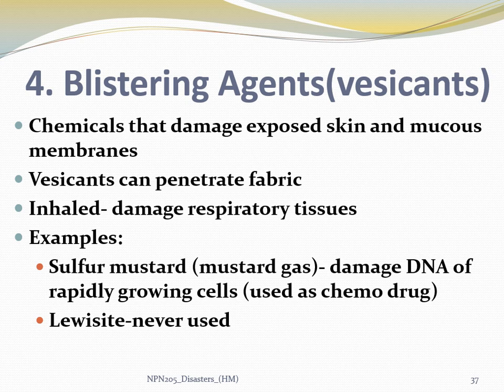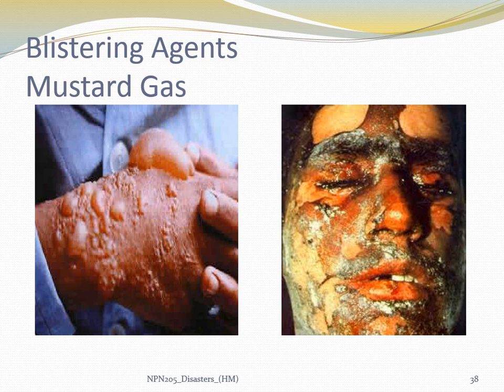Okay, so now we've got blistering agents. So blistering agents, or vesicants, are chemicals that damage the exposed skin and mucous membranes on contact. Vesicants can penetrate through fabric, so even if you're wearing clothing, that's not going to matter. They can be inhaled, which will damage the respiratory tissues, obviously. Examples include sulfur mustard or mustard gas, which damages the DNA of rapidly growing cells. This is also used as a chemo drug. And lewisite, which has actually never been used, but it is a blistering agent. So here's some pictures for you from mustard gas.